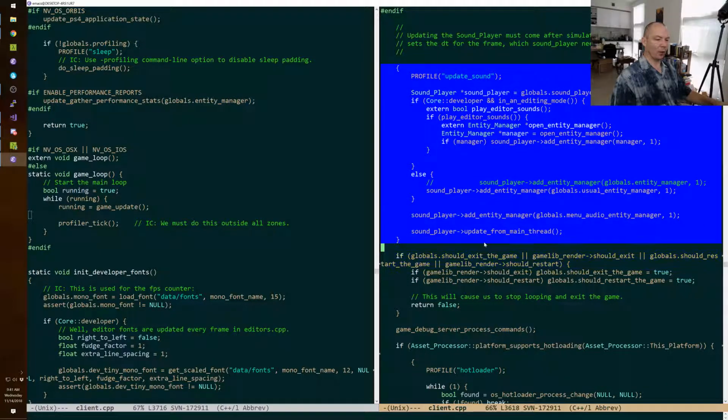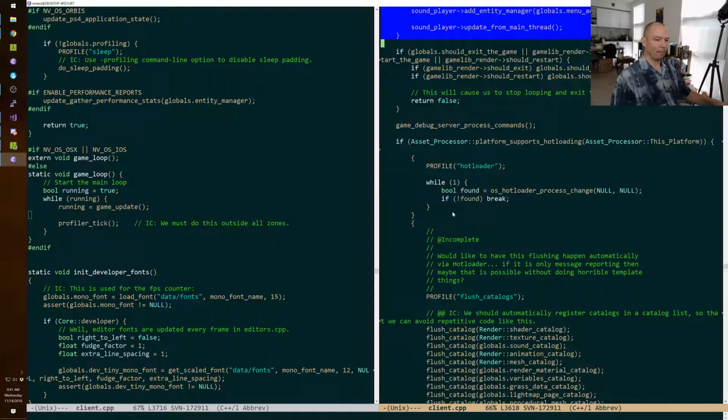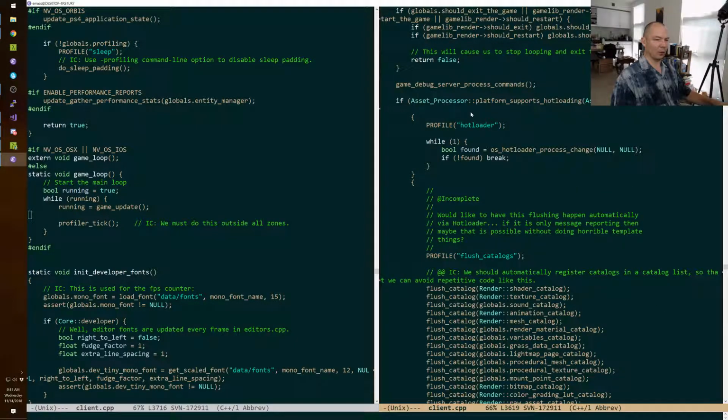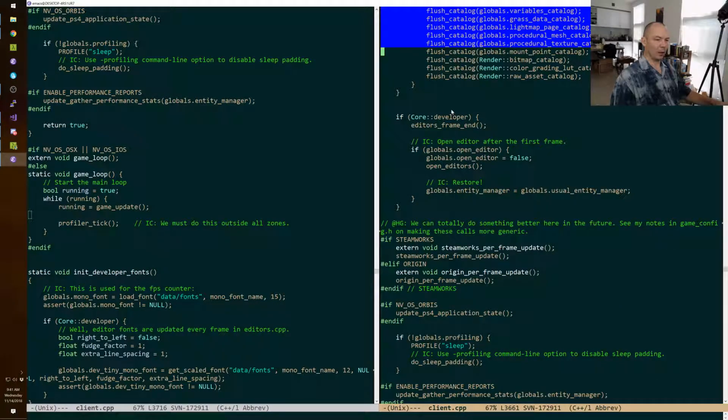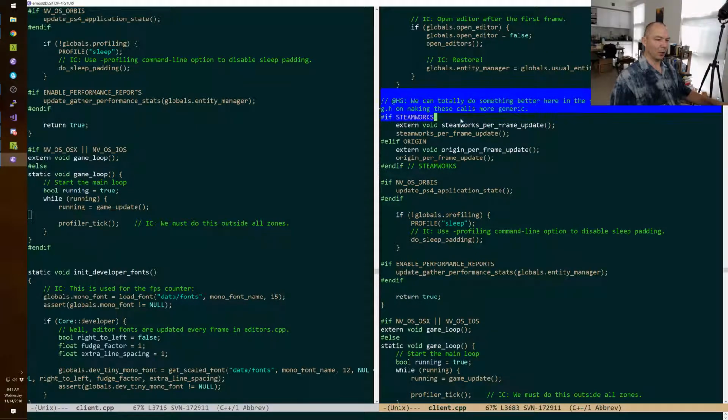Then we update the sound system. Then this is all for developer mode. This is like dealing with hot loading. So none of this happens during gameplay. And this is also for developer mode. It's just handling editor stuff. Steam achievements and stuff happen here. Or Origin achievements, right? PS4.